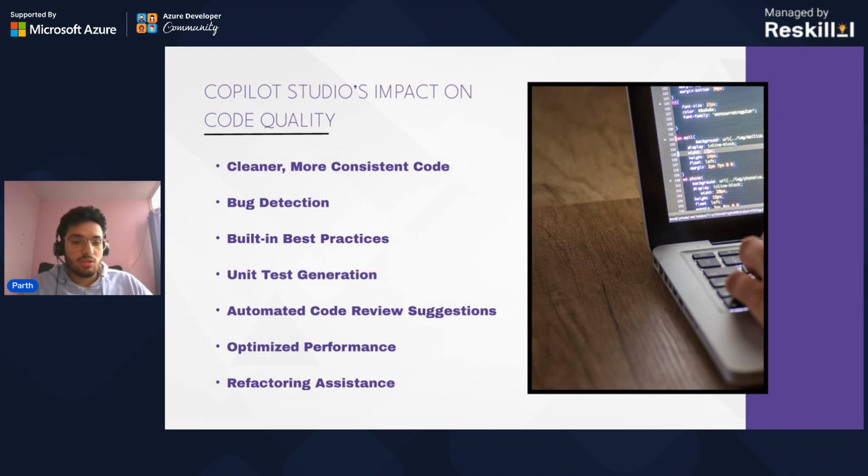It can analyze the whole code and try to work out what's wrong with it. If there's some syntax error, it will fix the syntax error. If there's some optimization error, maybe a better algorithm can be used for optimizing the function you're using, so it can be used for that as well. So bug detection was one of the main impacts on code quality.